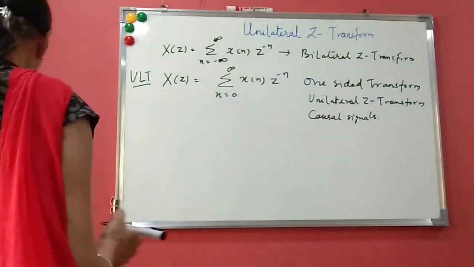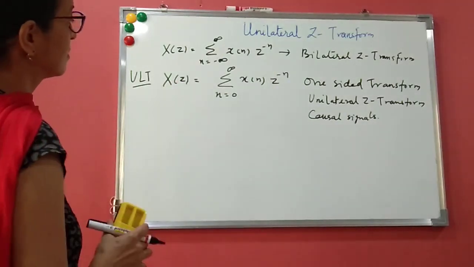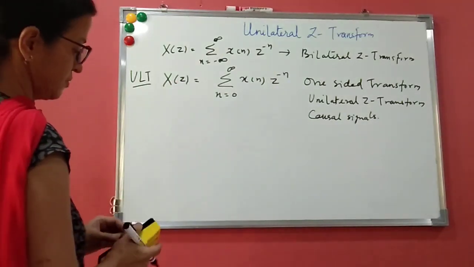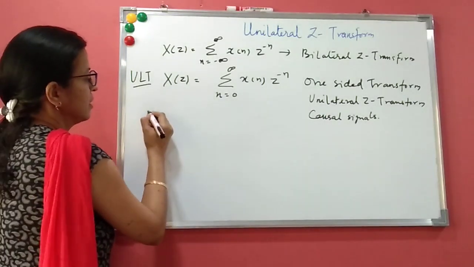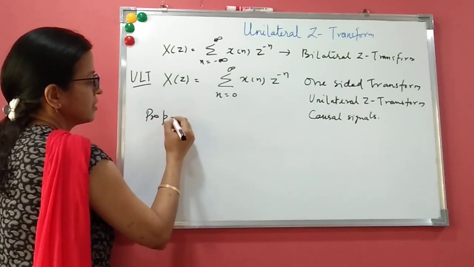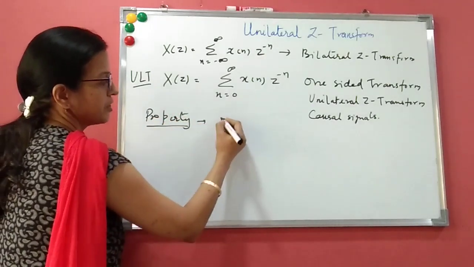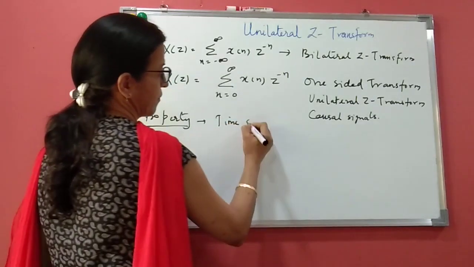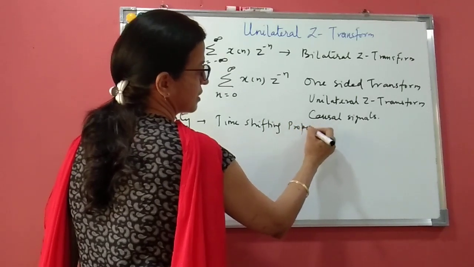Now what is the difference between bilateral and unilateral Z transform? The difference is that bilateral is for both-sided signals and this is for single-sided signals. Now I'll tell you the property which is different than the bilateral transform. The property which is different is the time shifting property for the unilateral transform.